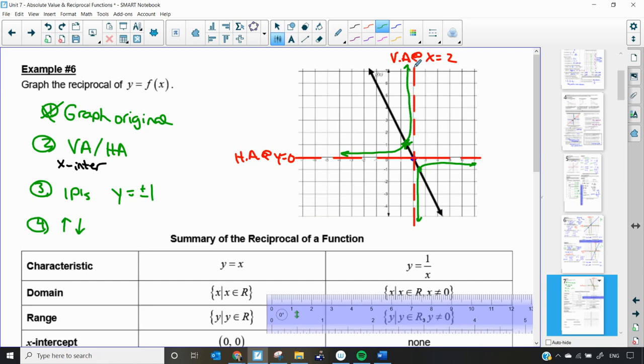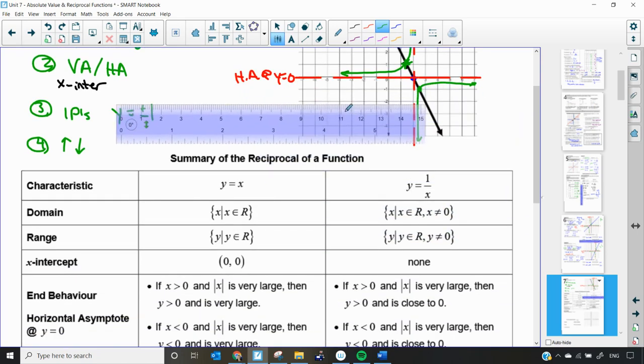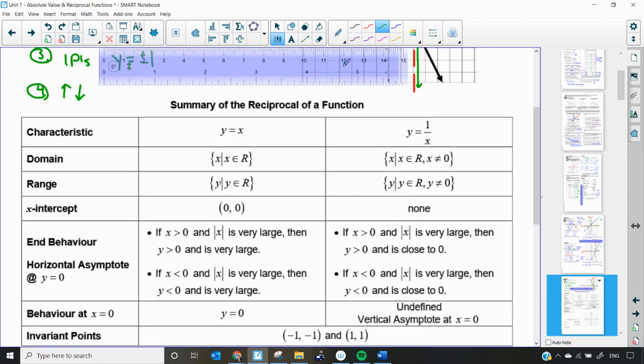And again, you can always double check with your calculator if you weren't sure what these should look like, but that's where your graph should be. And again, I'm not sketching it as nicely as I'd like to. That should be a nice smooth line that's approaching that asymptote. So do be as accurate as you possibly can be when you're doing these graphs. It's probably a little bit easier to draw it on paper.